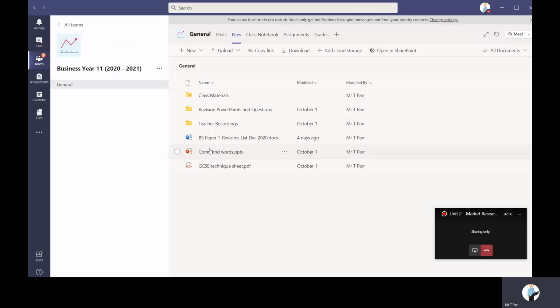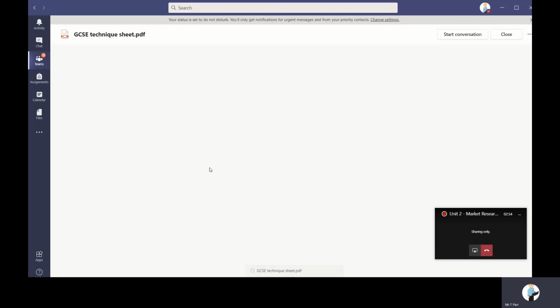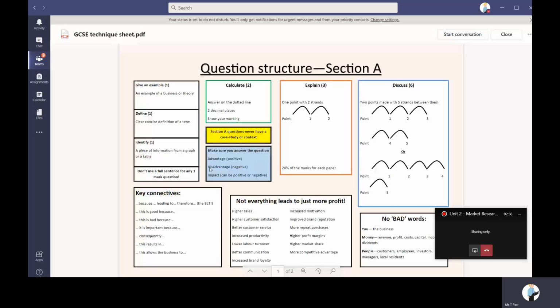This one's quite a good one as well, the GCSE technique sheet. I'll refer to this today. This is a resource I found last week, and it tells you how to answer certain questions, these command words such as explain, discuss, analyse, justify, evaluate, and what they mean. There are also some useful sentence starters, structures and connectives. Really useful for answering your questions, and as I said, I'm going to refer to it as we go through.